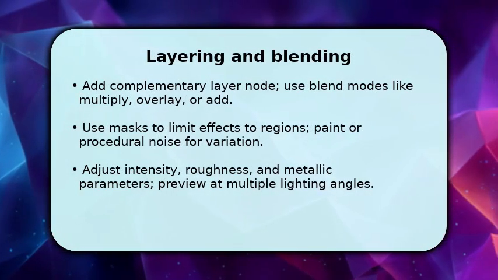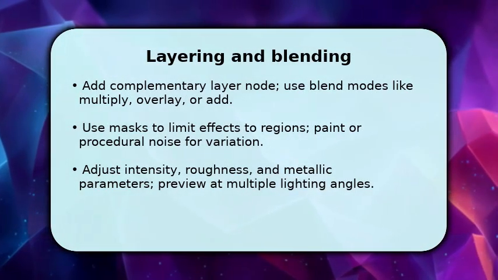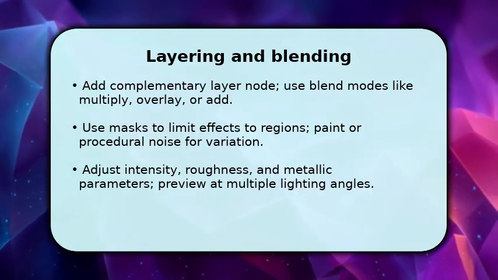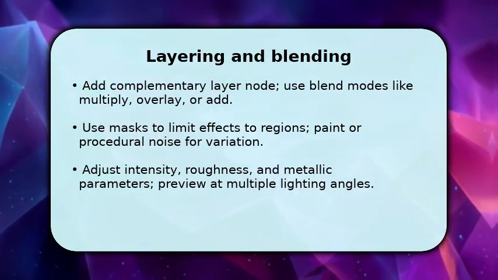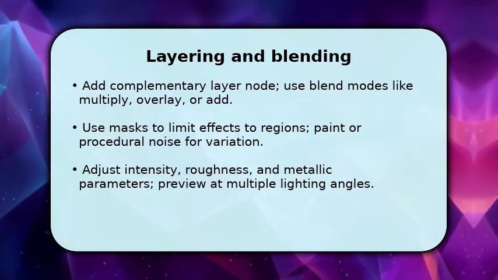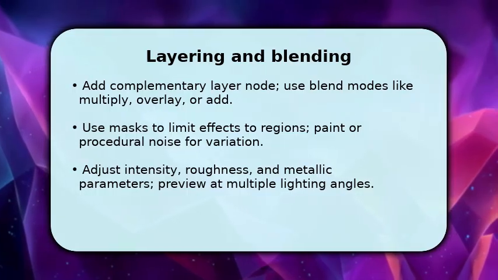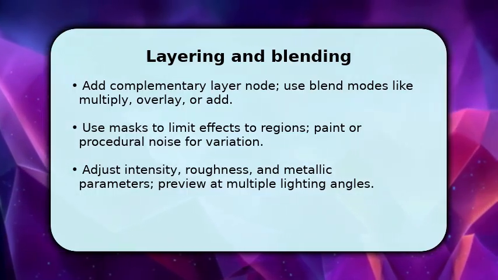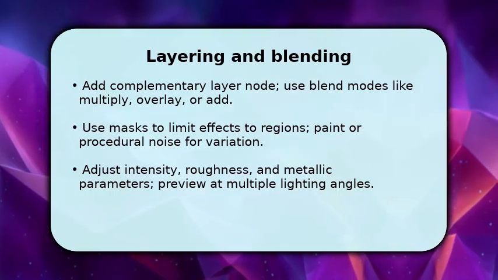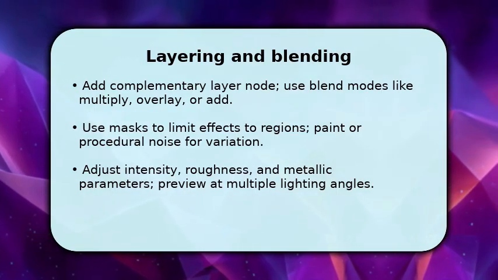Now you'll build the complementary interaction. Create a secondary layer in the shader graph and route complementary textures into it. Choose a blend mode, multiply for darkening, overlay for contrast, add for glow, and then control its influence with a mask to isolate areas. Use procedural noise or a painted mask to avoid uniform results.